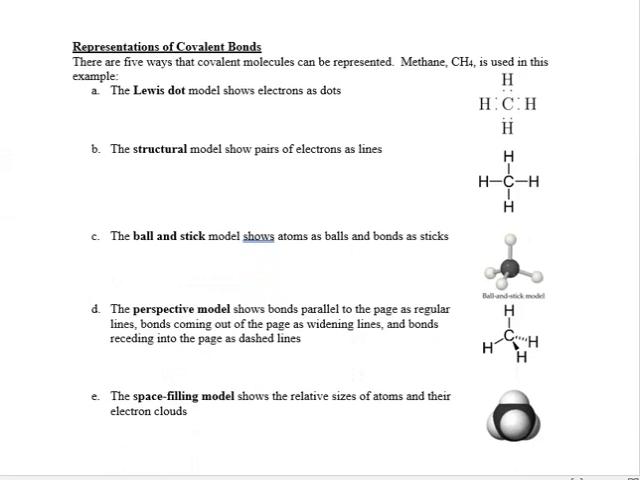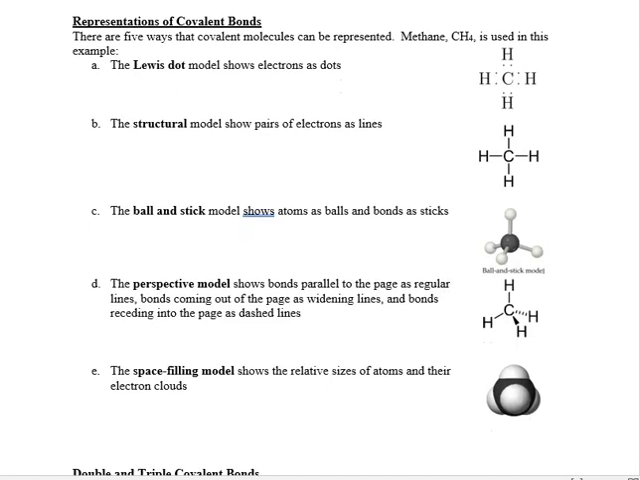Okay, representations of covalent bonds. There are 5 ways that covalent bonded molecules can be represented. So here's an example of methane, CH4. The Lewis dot structure is the one we're going to use the most. The structural model we'll also use a lot, and that shows the electron pairs as straight lines. So each straight line represents a pair of electrons.